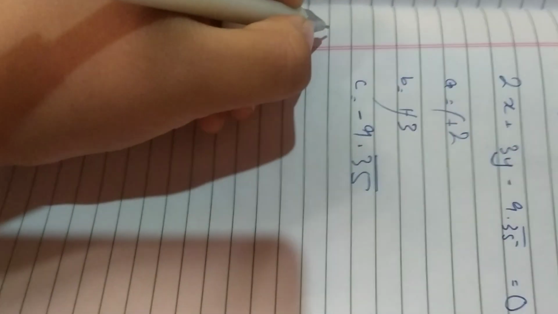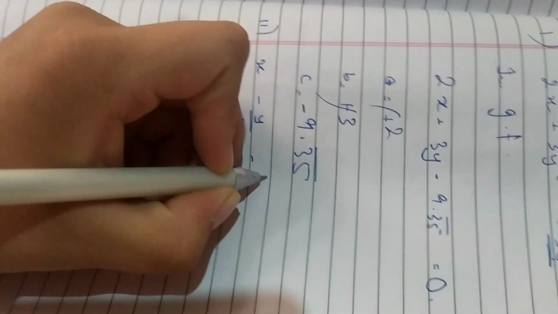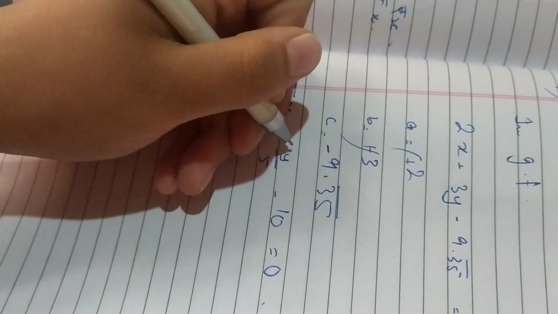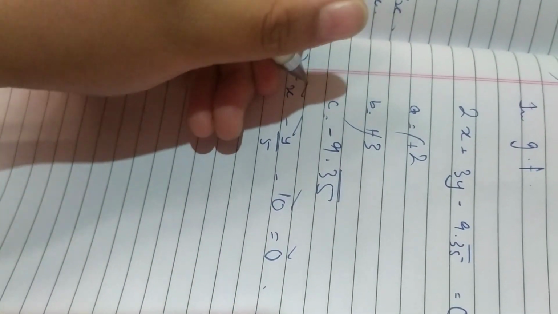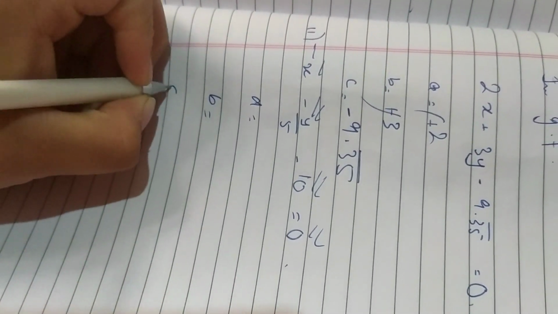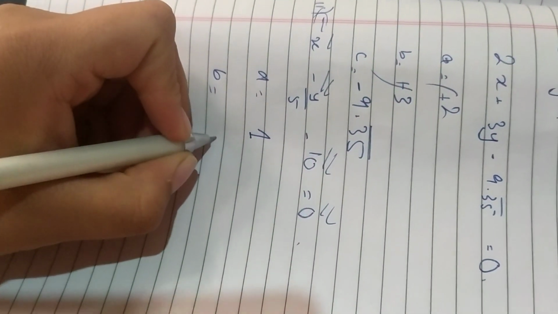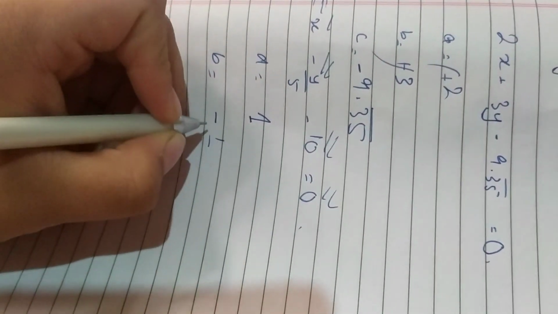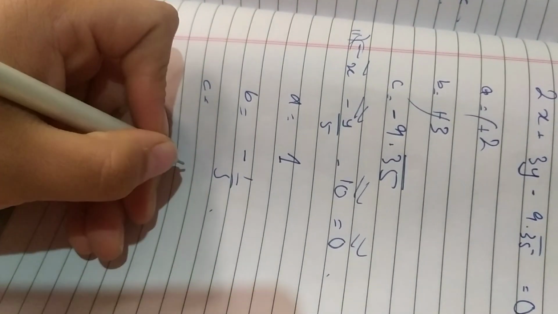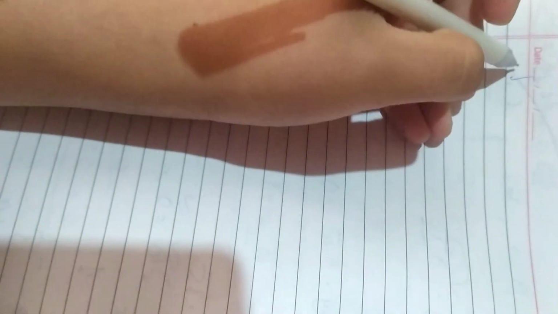The next is x minus y by 5 minus 10 equals 0. It is already in general form because here is x, here is y, here is c, and 0 on the other side. So we can write a equals 1 because there is nothing written before x. B equals minus 1 by 5, the coefficient of y. And c is minus 10. Let me try to write a little bit neater.